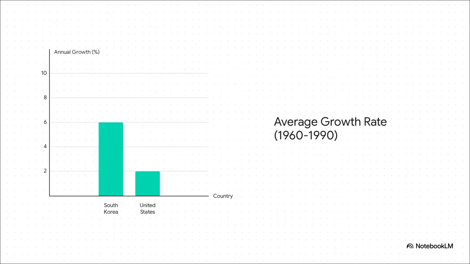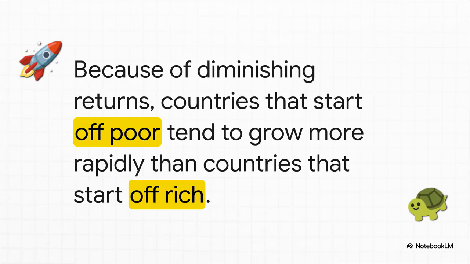Well, the results were just stunning. Between 1960 and 1990, South Korea's economy grew at this blistering pace, over 6% a year. The US, just 2%. Why? Because in Korea, every new factory, every new machine was a monumental upgrade. They were getting huge returns. The US was already so developed, it was getting, well, diminishing returns. And that is the catch-up effect.